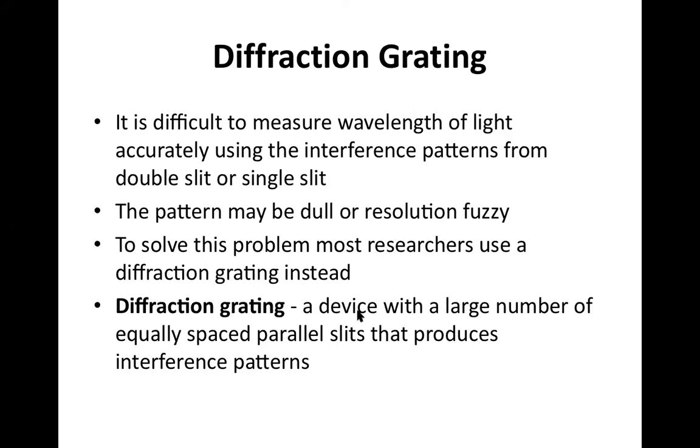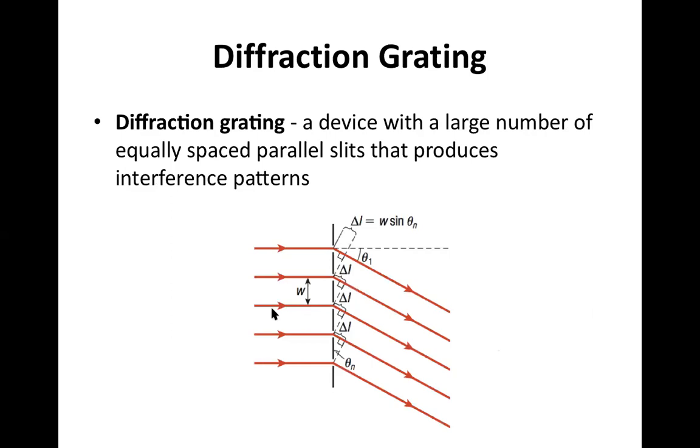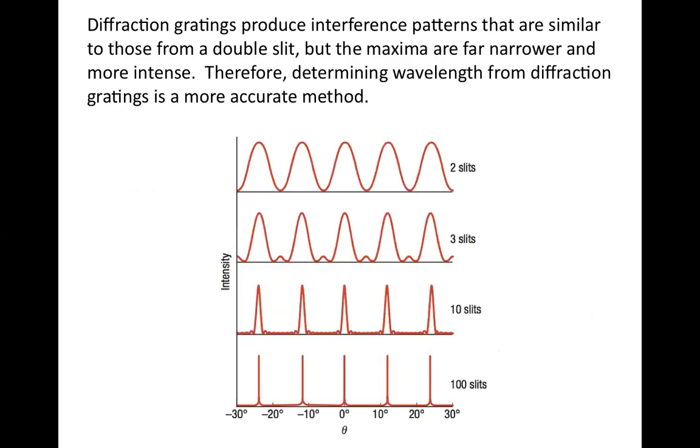A diffraction grating is a device with a large number of equally spaced parallel slits that produce interference patterns. So you can see there's a bunch of slits cut into this barrier. So this is a picture. And the diffraction grating produces interference patterns that are similar to the double slit.